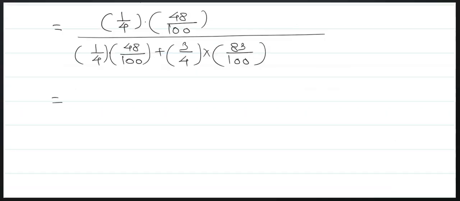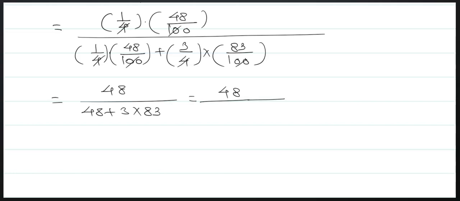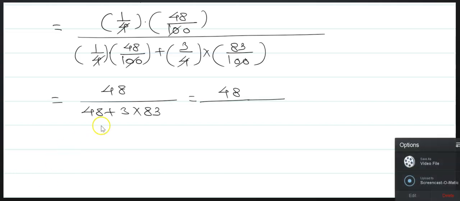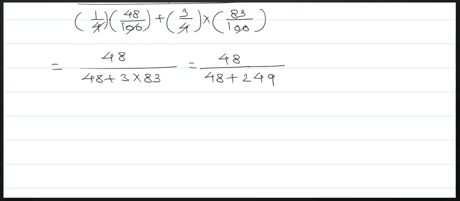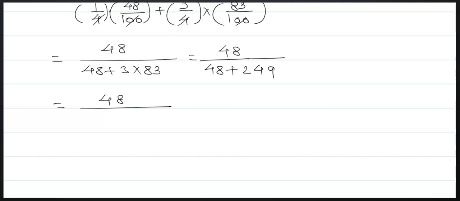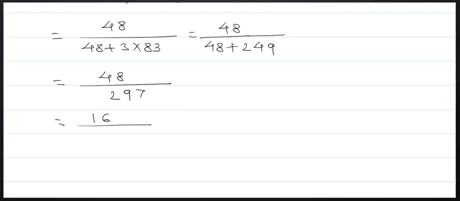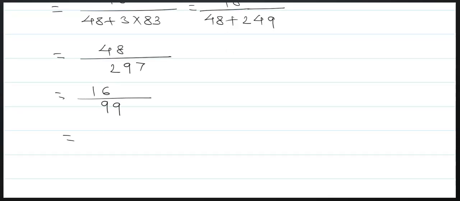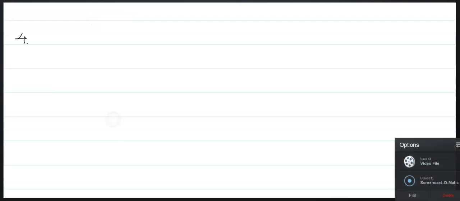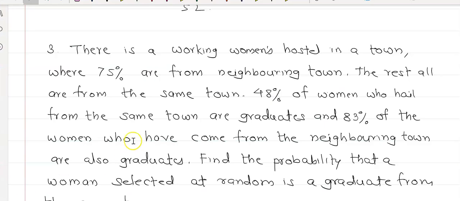Now the calculations. 4 into 100 gets cancelled from numerator and denominator. 48 upon 48 plus 3 into 83. That is 48 plus 249, so 48 upon 297. That is 16 upon 99. Therefore, the required probability is 16 upon 99. Now see the problem.